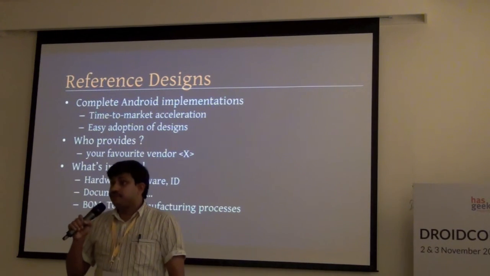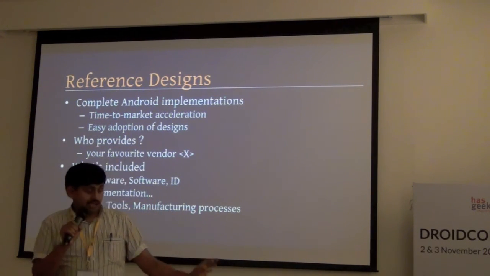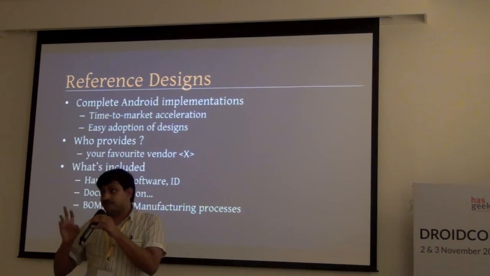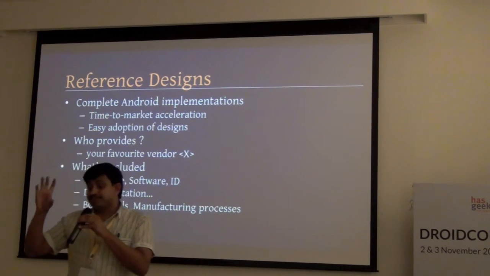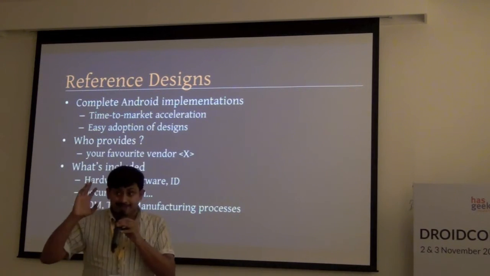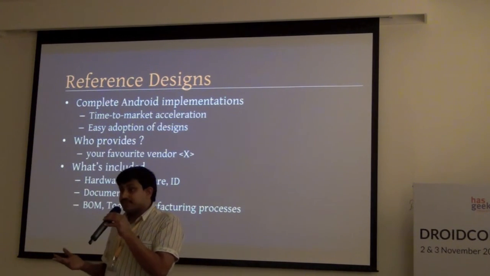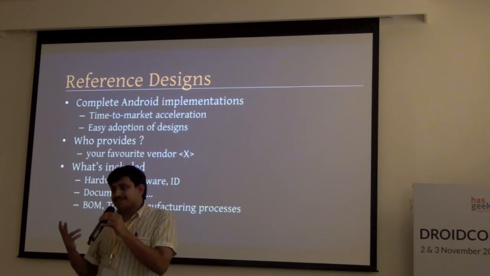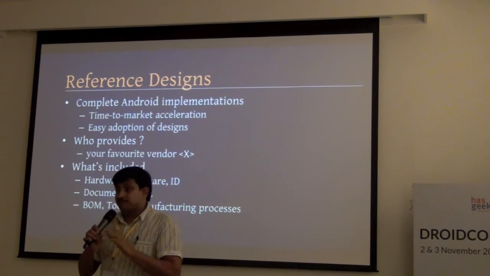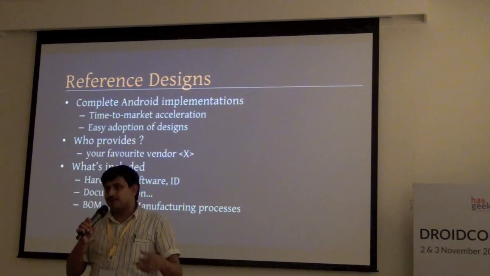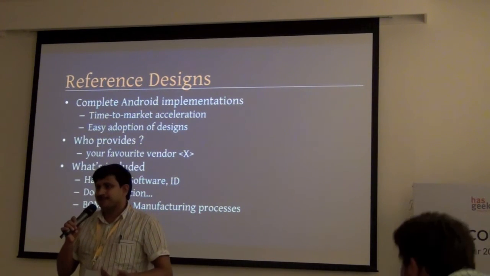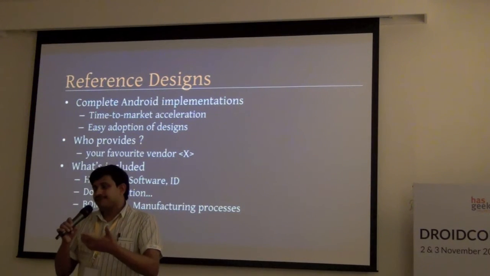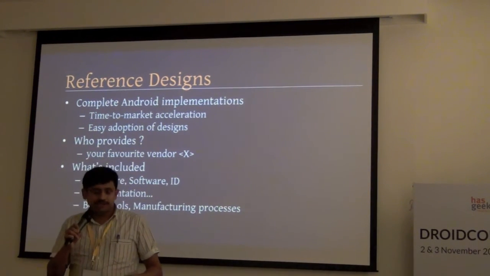What's typically included in a reference design is all this. Even though I say Android implementation, it's more than just software, it's more than just hardware. There is a shell, there is a lot of documentation that somebody needs to customize that device. And there are certain things which are very hardware specific. For example, something called bill of materials, which shows how much it costs to put together a device. This is the cost for the touchscreen, this is the cost for the display panel, and so on.